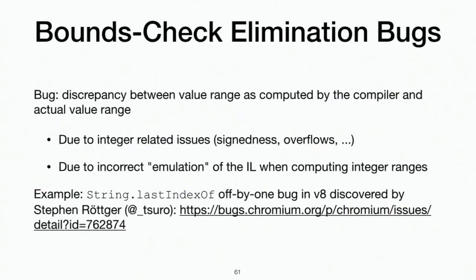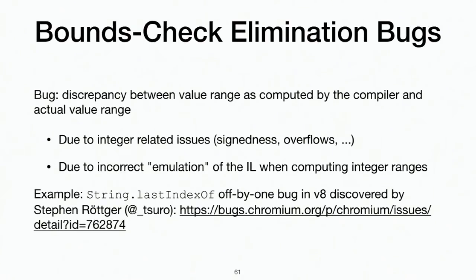All right, so what could go wrong with this? Well, quite a few things. Basically, every time you have a discrepancy between the value range as computed by the compiler and the actual value range, that's a bug for this bounds check elimination. So why would that happen? There's a few reasons. One is due to integer-related problems. So integers are hard, we all know this. There's signedness issues, there's overflow problems. And this range analysis has to track integers, has to really do a lot on integers. So it might run into any of these standard integer-related problems.